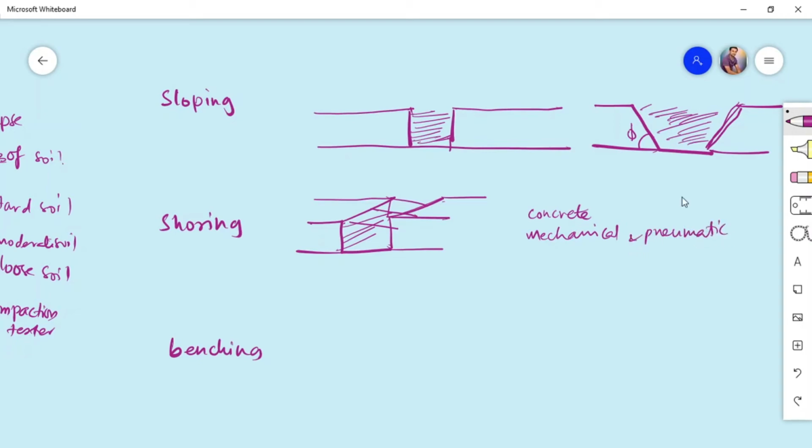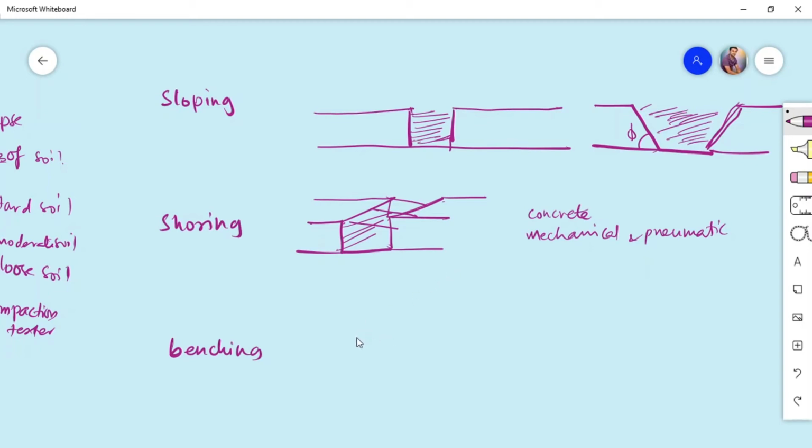Here there will be hydraulic presses or hydraulic bars kind of stuff. We'll apply the required pressure. We'll have metal supports on both sides of the excavation, and we'll provide these metal bars and give hydraulic or pneumatic pressure to hold the excavation. So this is shoring. This is very widely used because it saves space, time and energy. Okay, next is benching.